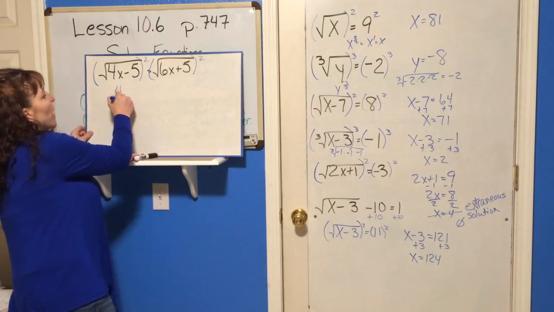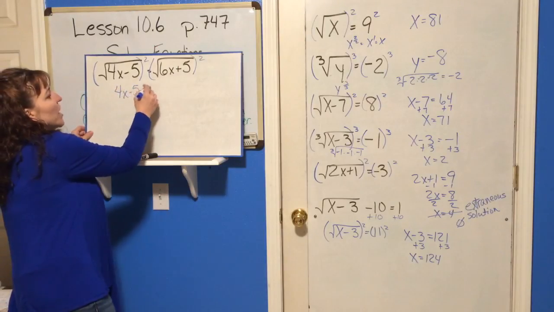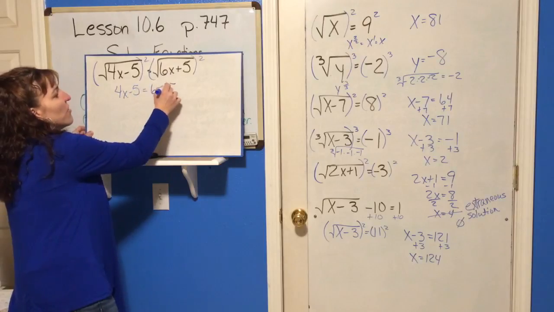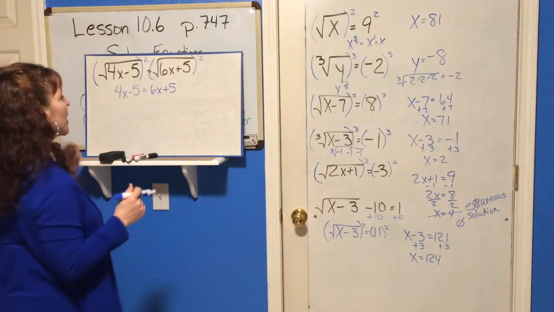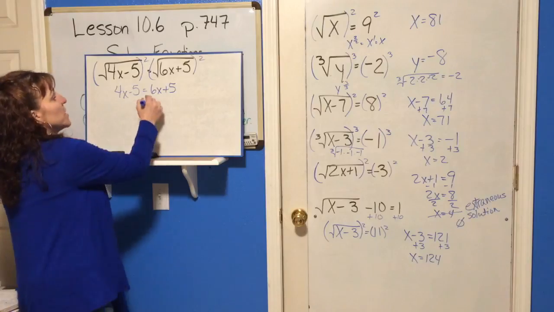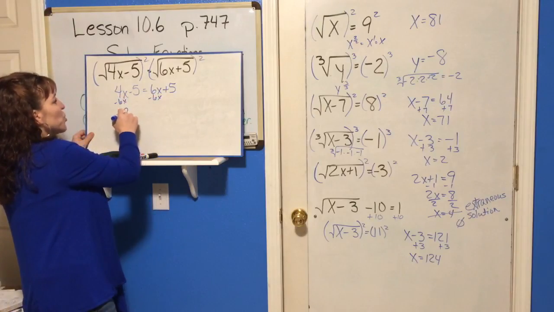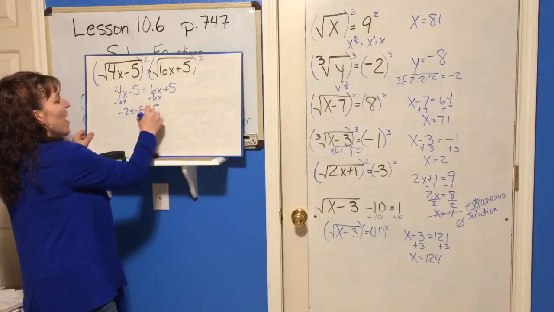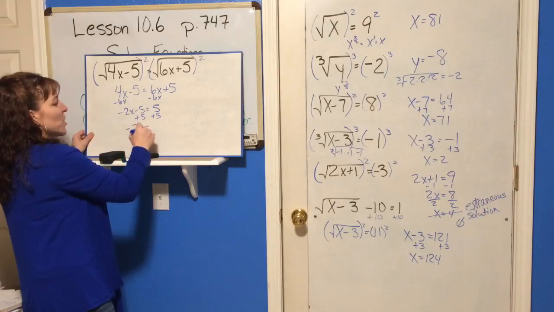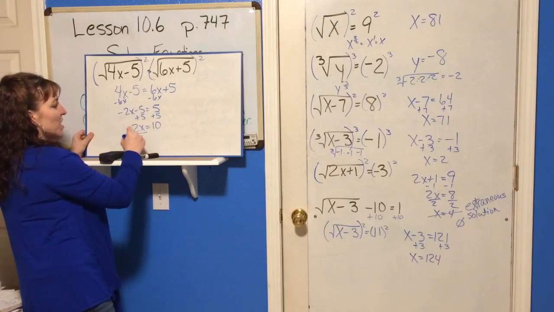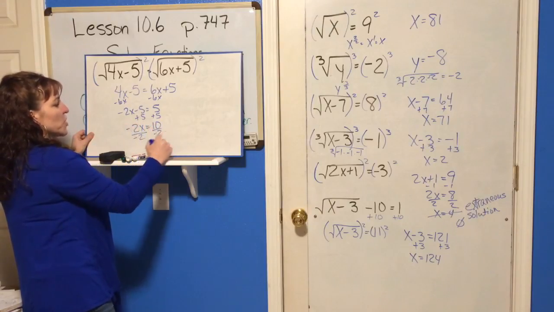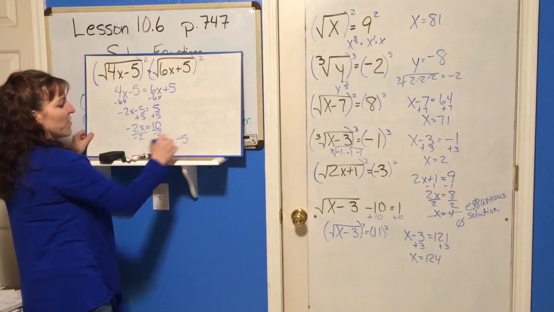So this is just 4x minus 5 equals 6x plus 5. Ta-da. All right. So now simply solve that. Subtract the 6x from both sides. So negative 2x minus 5 equals 5. Add 5 to both sides. Negative 2x equals 10. Divide both sides by negative 2. So x equals negative 5.